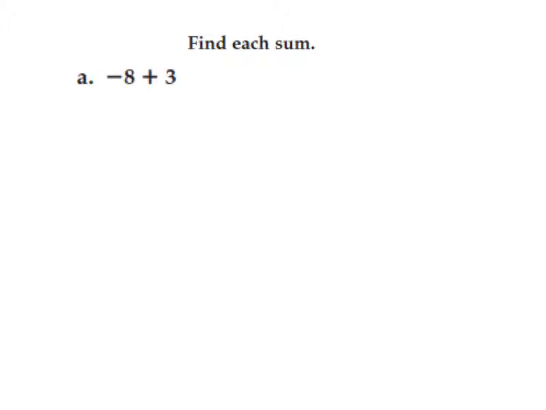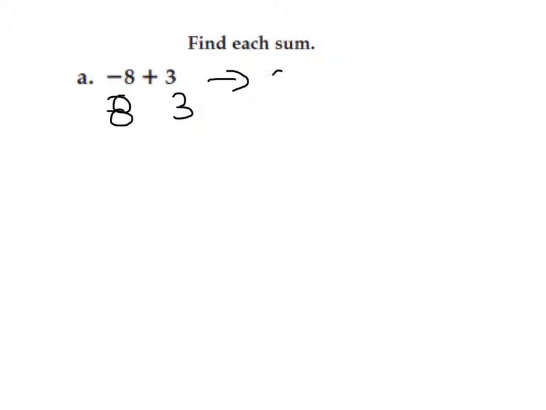Here's another problem that says find the sum. I look at the problem, it's addition, and the signs are different. So according to the steps, the first step is to find the absolute value of each number. Negative 8 is 8, and 3 is 3. Since the signs are different, I am going to subtract.